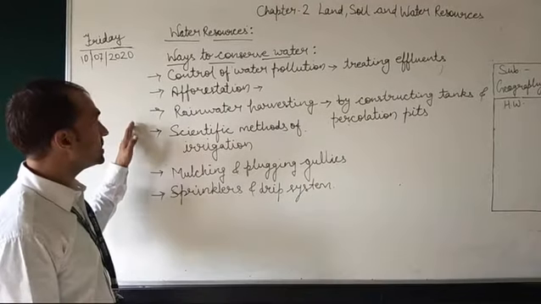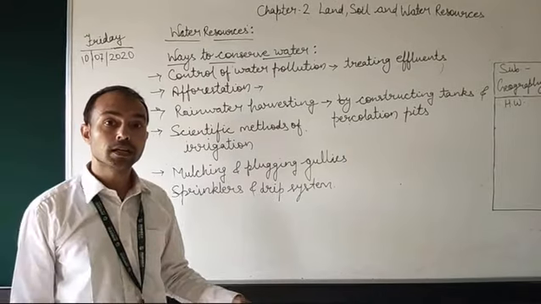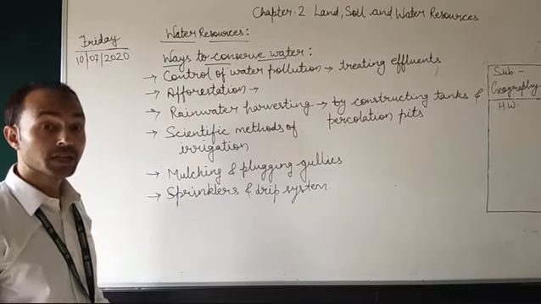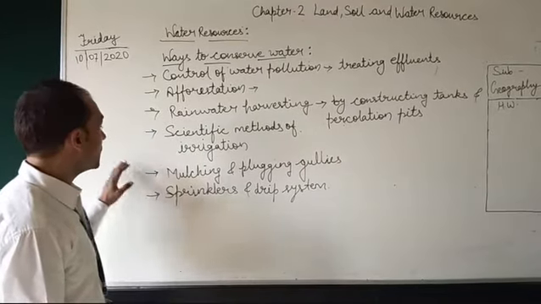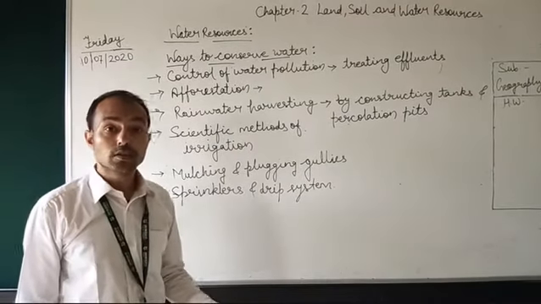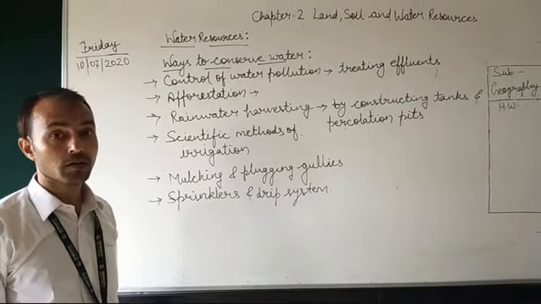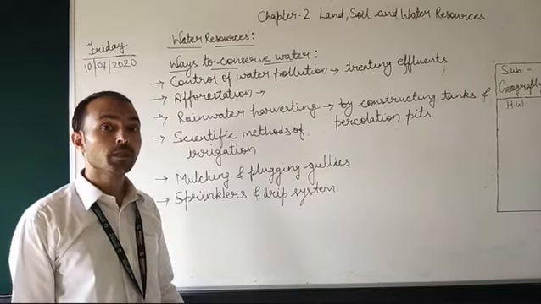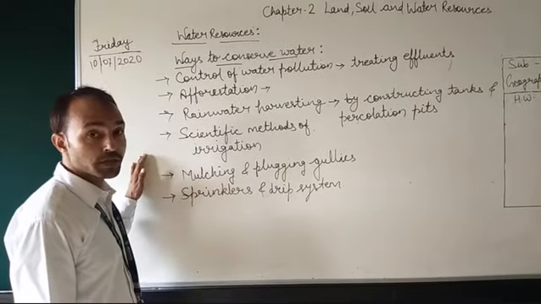The next is rainwater harvesting. In rainwater harvesting, we can conserve the water in an appropriate manner by constructing tanks or percolation pits. Then the next is scientific methods of irrigation. This is also one of the most important ways of conserving water, by using scientific and regulated methods of irrigation, so that there will be no wastage of water.